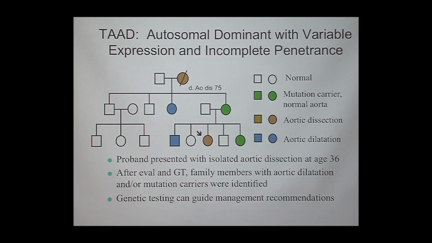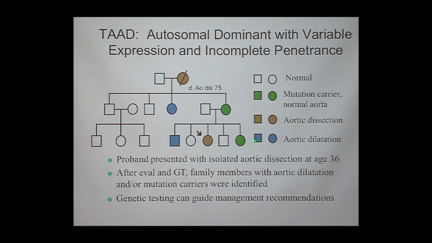Here's an example of what this looks like in a pedigree. So you see this individual who is the proband with the arrow, and she presented with an isolated aortic dissection at age 36. So she just had an aortic dissection and survived it, thankfully. Genetic testing was done, and a mutation was found.